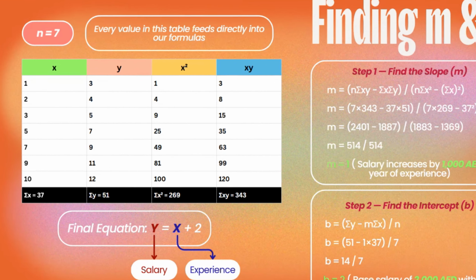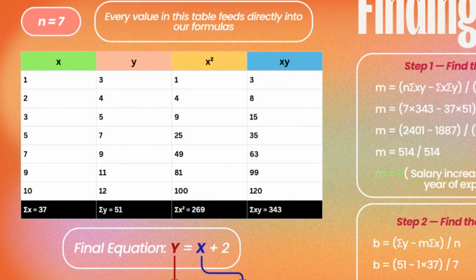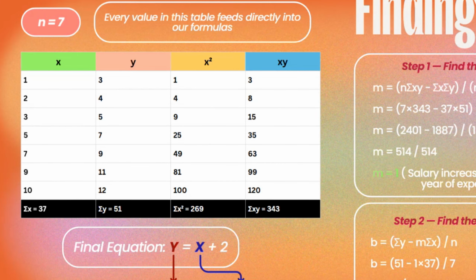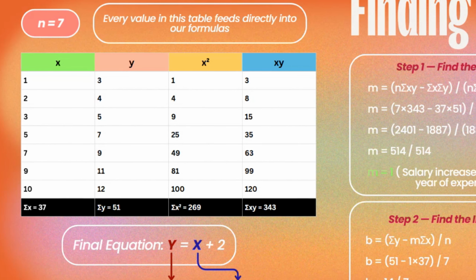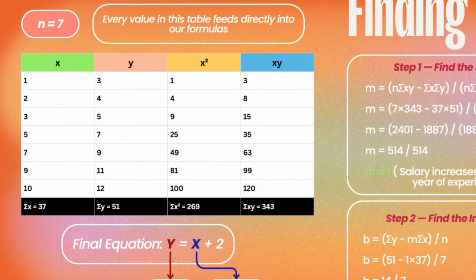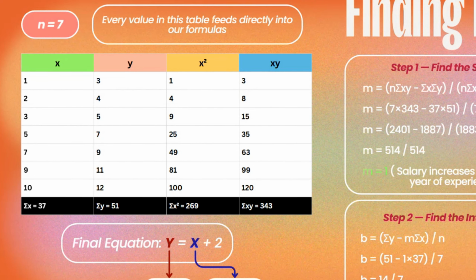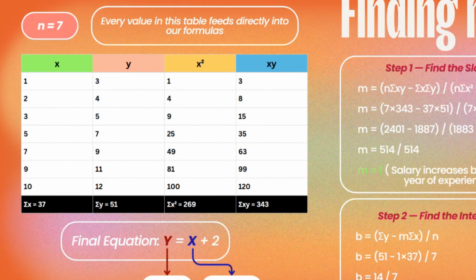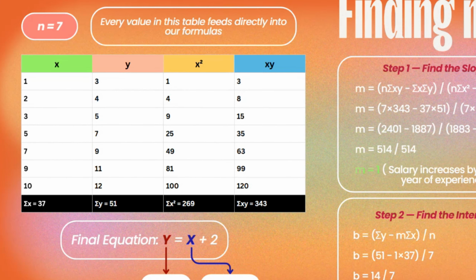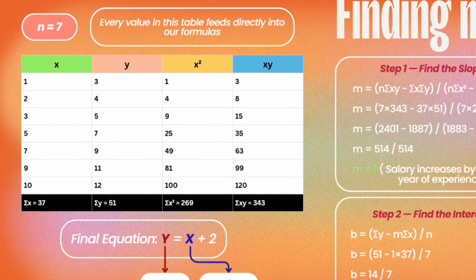On the left, you can see a table in which x, y, and then the new thing, x squared and xy, has been written. So on the bottom of the table, we calculate the summation of x, which is 37, summation of y is 51, summation of x squared is 269, summation of xy is 343. We need the summation of all of these values for calculating m and b.